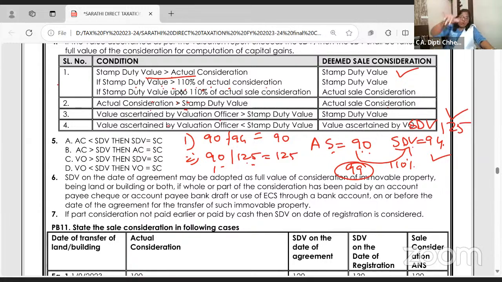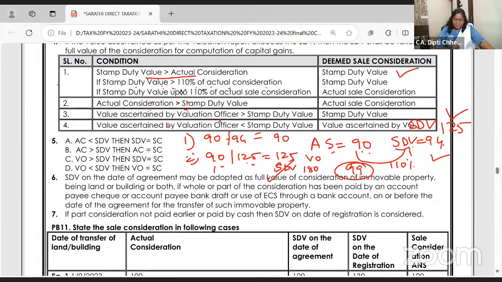Valuation officer is more than stamp duty. Just take whatever the stamp duty is. We were fighting for the stamp duty value, that is 125. You go to the valuation officer, he is saying 180.